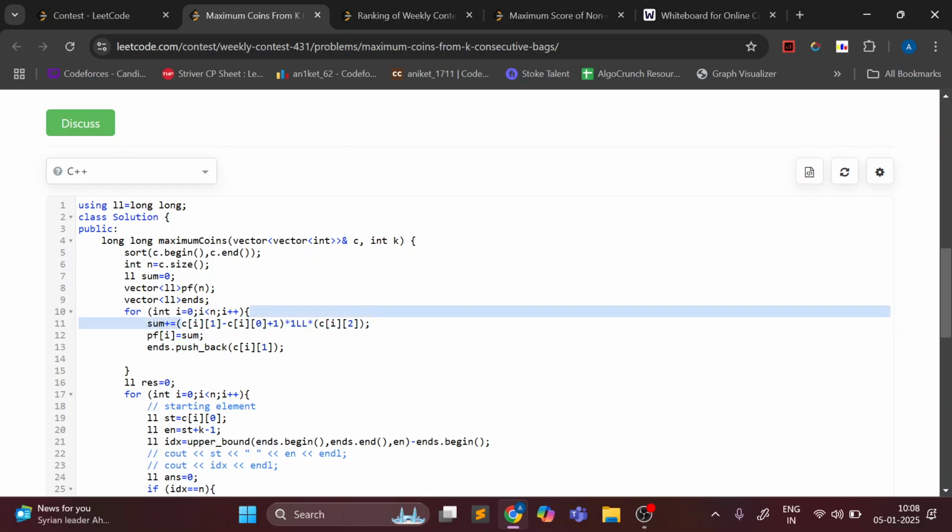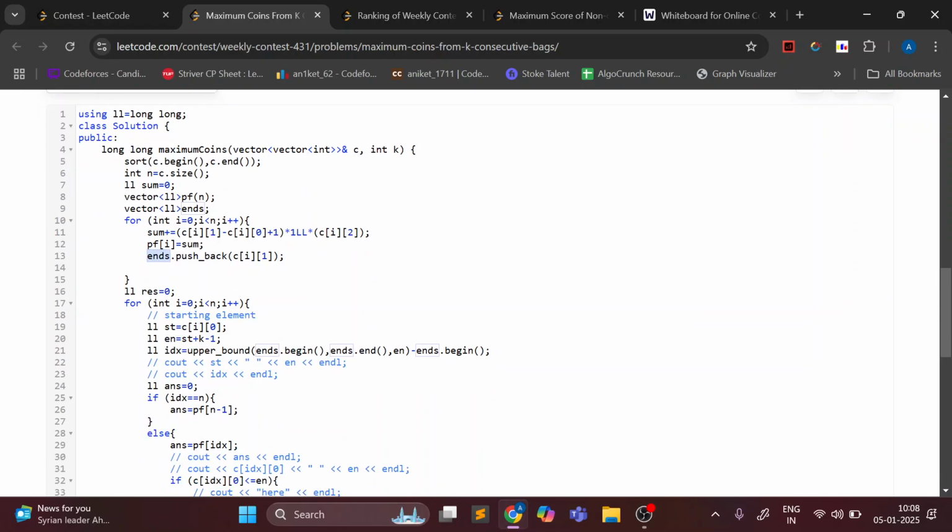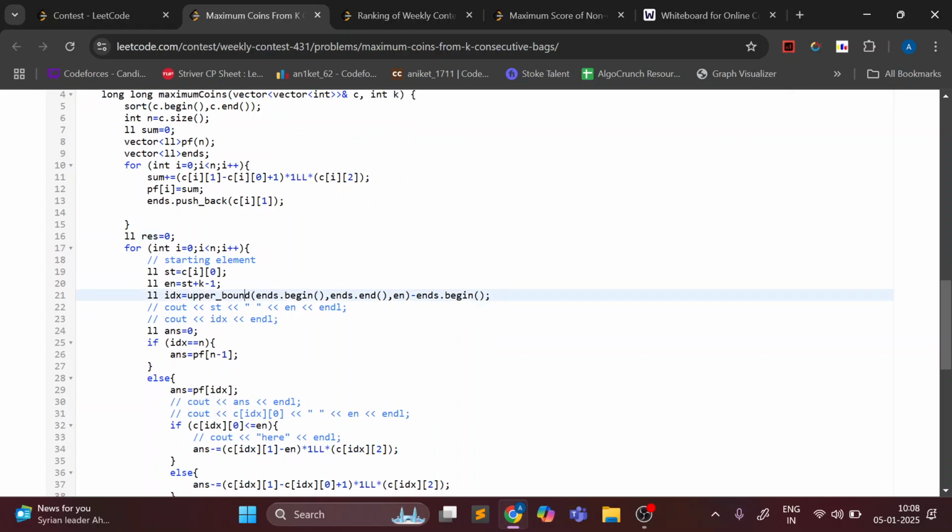Now what is the contribution of each interval? So r minus l plus 1, so the number of elements in that interval times the number of coins each bag has. And I'm pushing ends into an ends vector. Then I have declared a result variable.